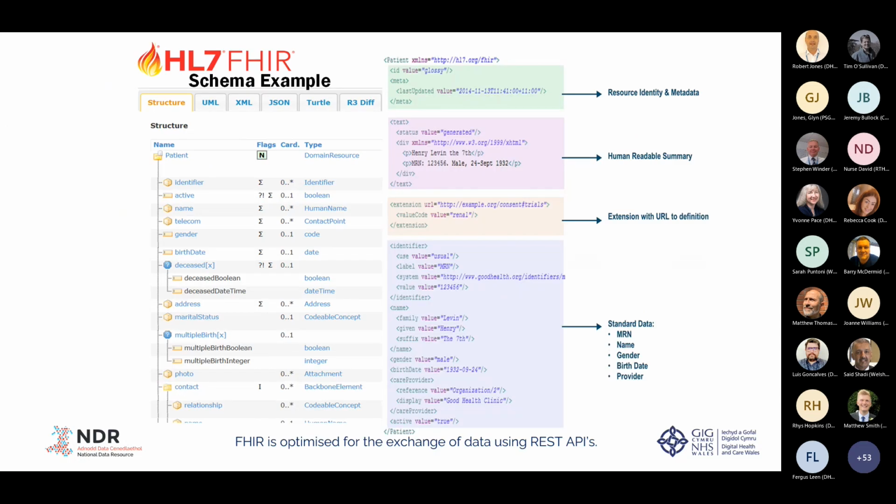This is a technical diagram that shows what a FHIR schema looks like, what the contents of a FHIR message would look like. And it's optimized for the exchange of data using REST APIs.